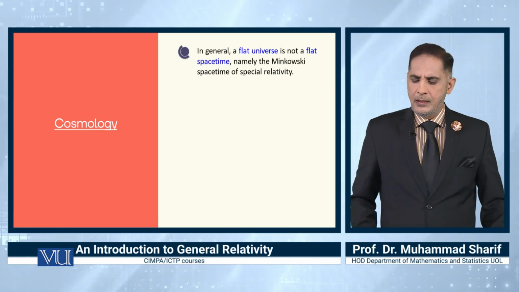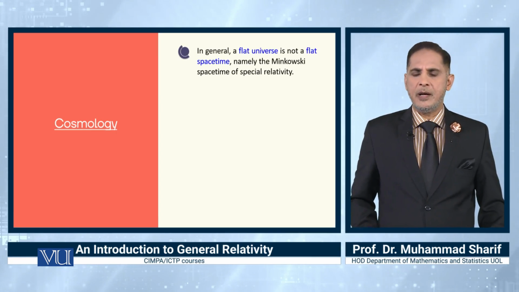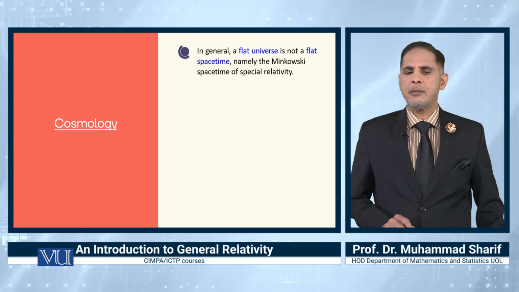In general, a flat space is not a flat space time. The flat universe is not a flat space time. In fact, a flat universe will be flat when the Ricci-Riemann tensor is 0.